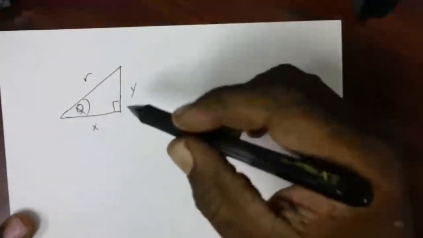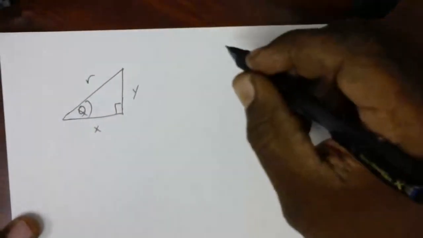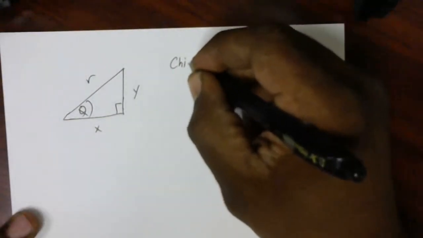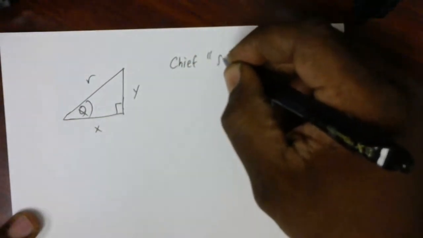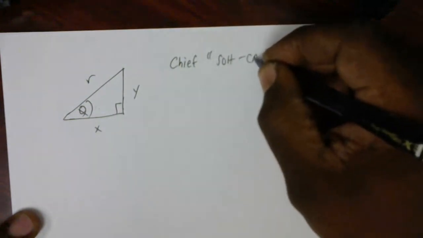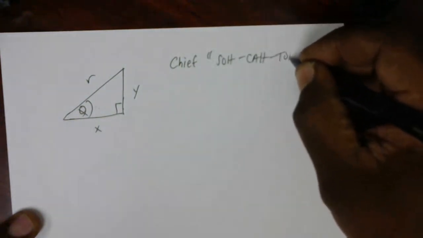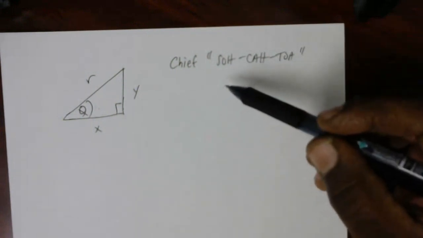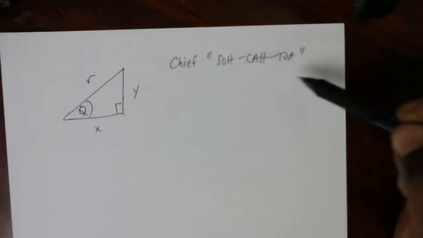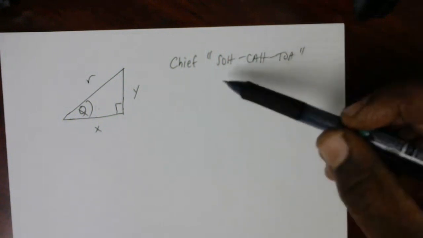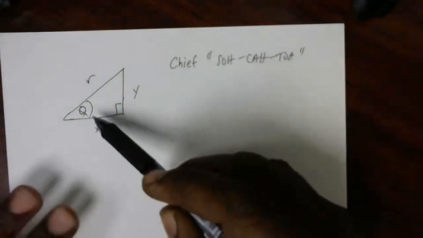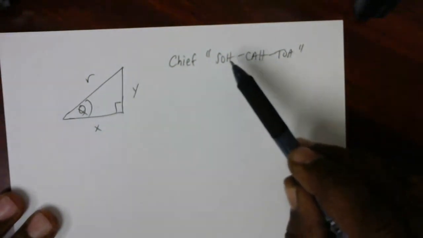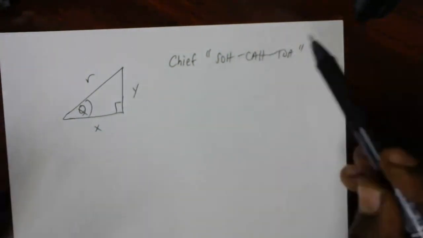So remember, when we're setting up a trig function, you may hear me say this, so I just want to make sure that we're all on the same page. I may mention Chief Sakatoa. I don't know if you ever heard of this before, but this little mnemonic gives me the 3 trig functions and how to set them up. So, I have x, y, and r, but this relates to opposite, hypotenuse, and adjacent.